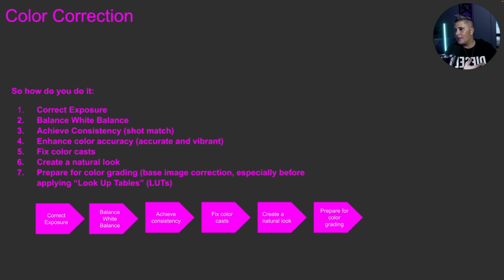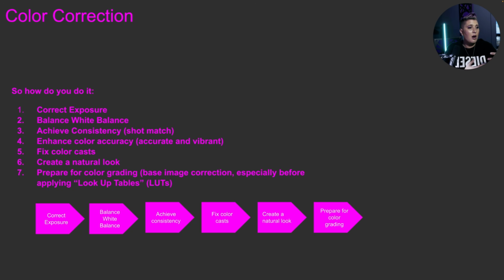You want to achieve consistency next, meaning that you want to shot match. So on set at Night Studios, we'll typically use multiple cameras. So we'll have an Arri as camera A, camera B is the V-Raptor, and camera C is the Komodo. And I have the job as the colorist to make sure that all three of those in post-production are all shot matched. In addition to achieving consistency across the shots, you want to make sure that you enhance your color accuracy. You want to make sure that your colors are accurate.